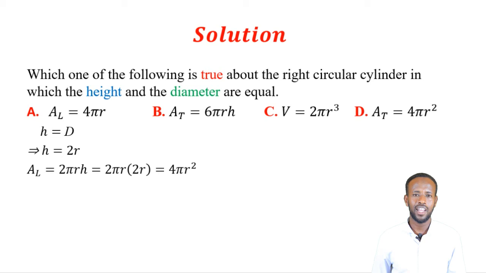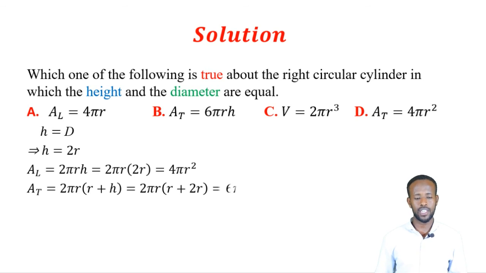The answer says 4πr, but the square is missing, so it is not true. We ignore that one. Let us look at the total surface area. Do you remember the formula? 2πr times, okay, let us see again. So total surface area is equal to 2πr(r plus h), 2πr(r plus 2r), which is equal to 6πr squared.